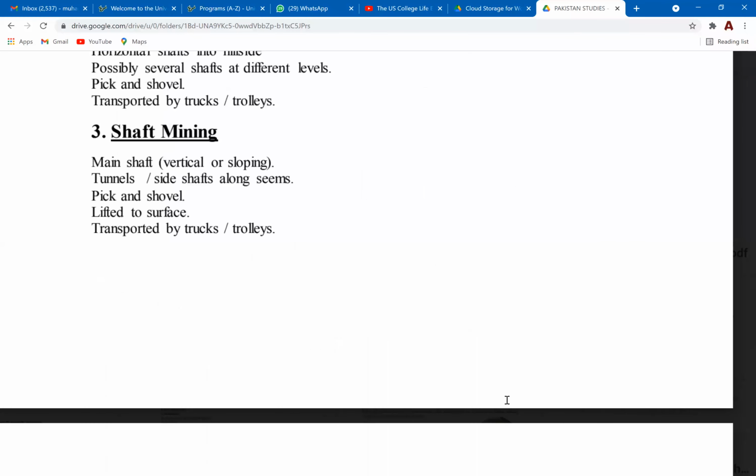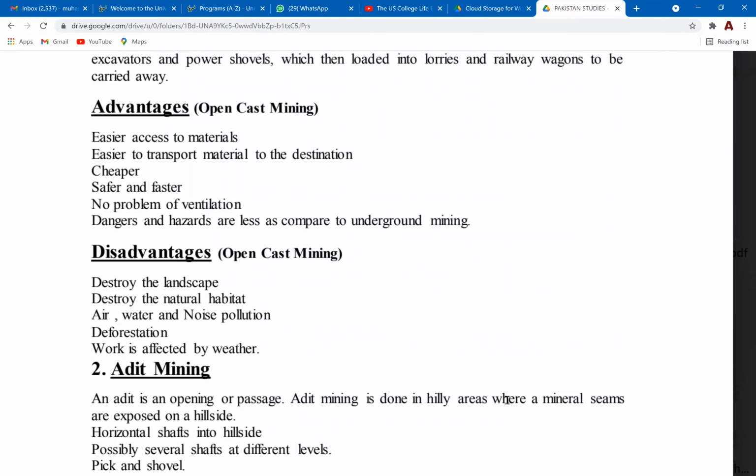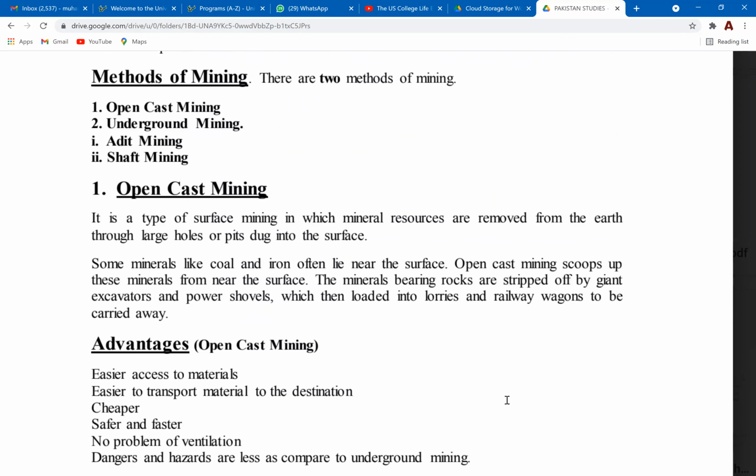Okay, we're done here. We are going to continue with the mining processes in the next lecture.